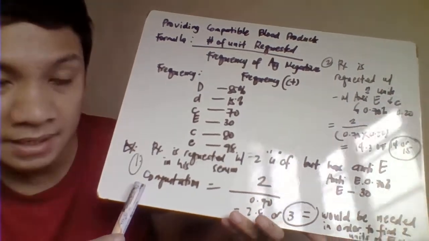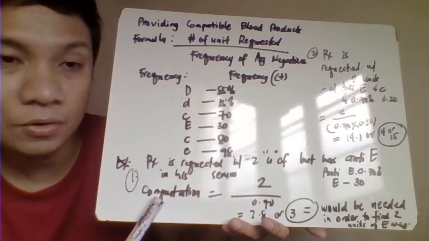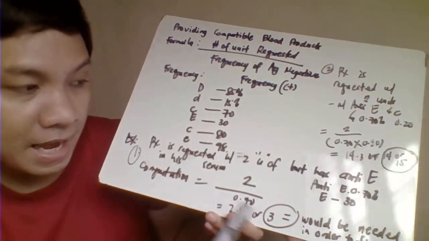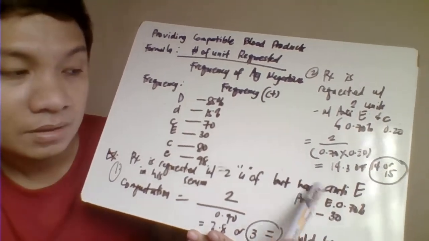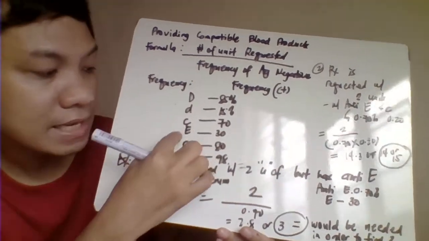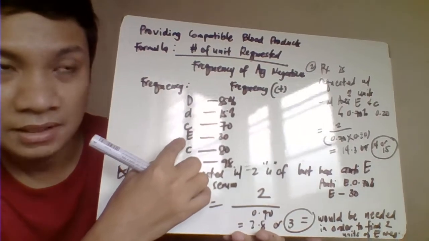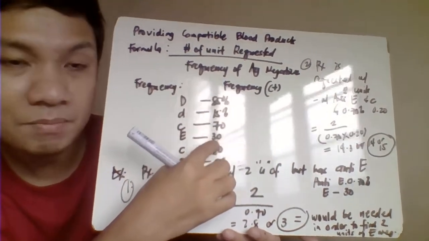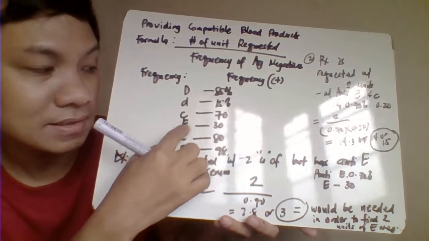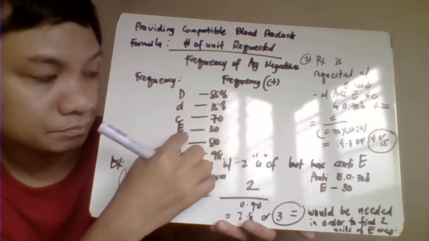Sample number 1, ang kailangan ng unit ng dugo niya is 2 units. So, kaso nga lang pasyente natin ay may anti-E. So, pag may antibody ang recipient, dapat bibigyan mo siya ng E negative. Diba? So, this is positive kasi 30% of the population are positive for the E. So, ang frequency ng negative natin is the remaining 70%.